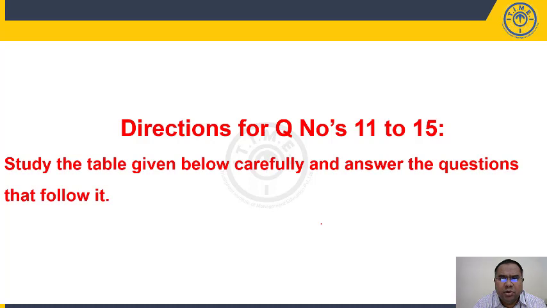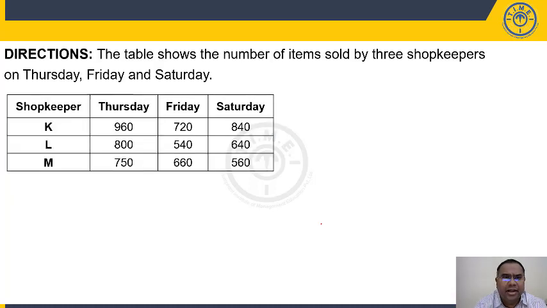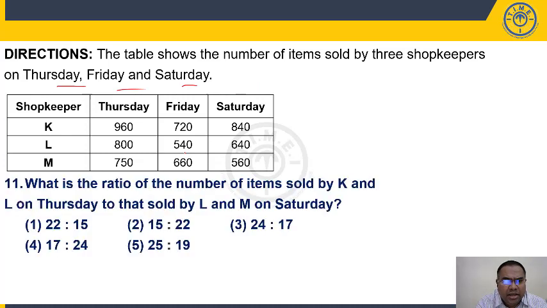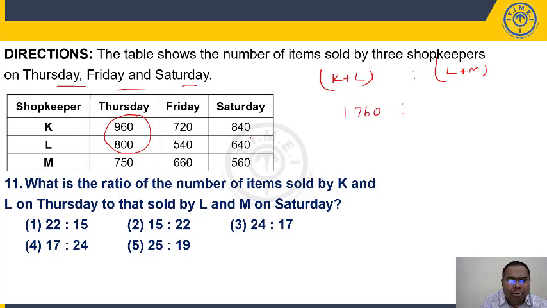We will take up one more set, question number 11 to 15. So this is also tabular data. The table shows the number of items sold by 3 shopkeepers, K, L, M, on Thursday, Friday, Saturday. These are the number of items sold, right? So question number 11, students. Ratio of the number of items sold by K and L on Thursday, so K plus L on Thursday, is to L plus M on Saturday. K plus L on Thursday, add these two: 1760. L plus M on Saturday, add this: 1200. So what is the ratio?